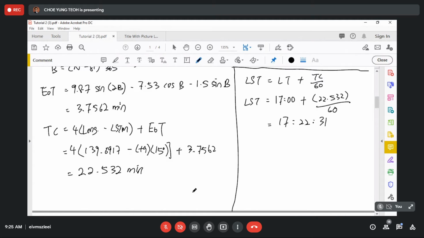Once you get the LST, then you should be able to calculate the hour angle. Hour angle means how many hours from solar noon. So now the time is 17:22:31. Then to calculate how many hours from the sun, you need to minus 12. And then to convert to angle, you multiply with 15 degrees.